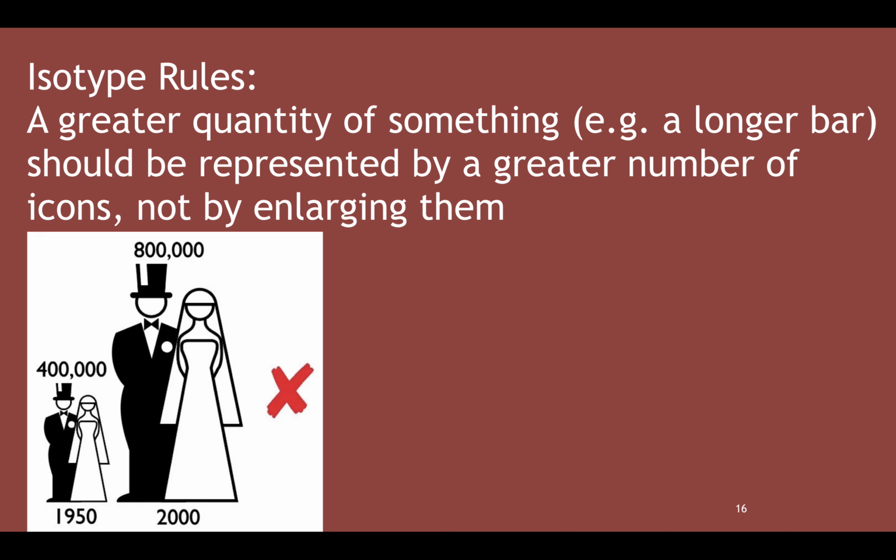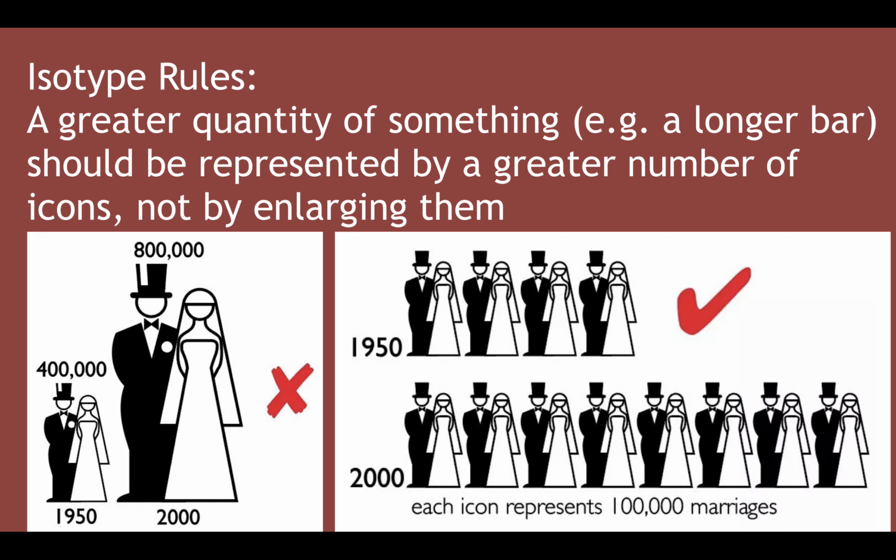A much better way to represent it is here on the right, where you have numbers of couples, 1, 2, 3, 4 on the top, and 1, 2, 3, 4, 5, 6, 7, 8 at the bottom. So it's easy to see that the bar on the bottom is twice as long as the bar on the top. Very easy to see this. And as the legend at the bottom of the image on the right says, each icon represents 100,000 marriages. So as long as you have a legend, you can denote very large figures using isotypes.